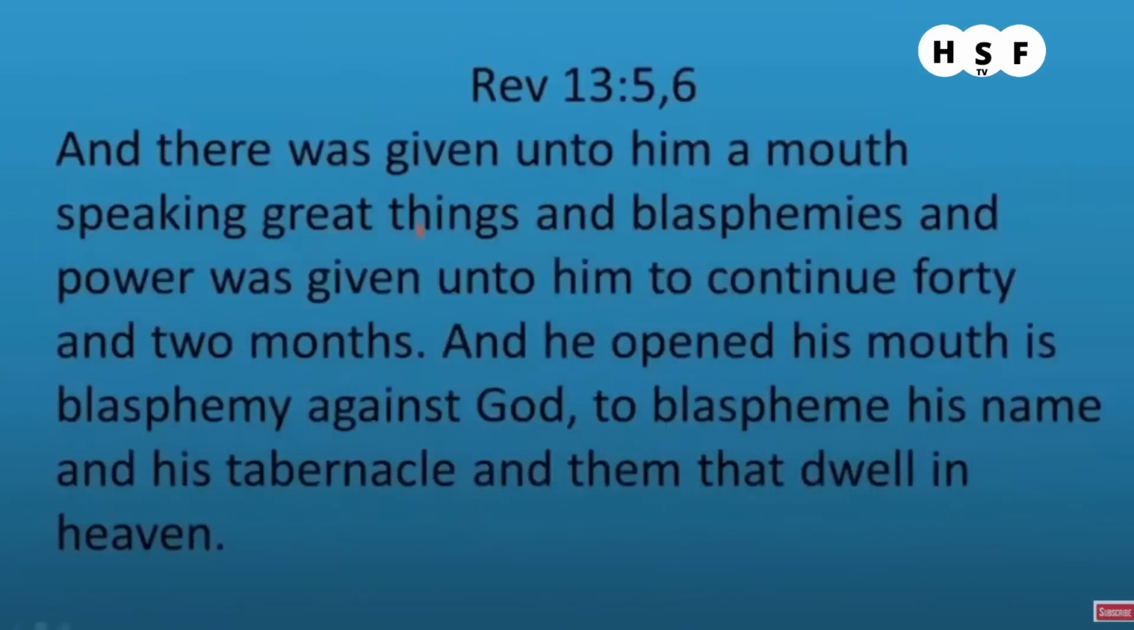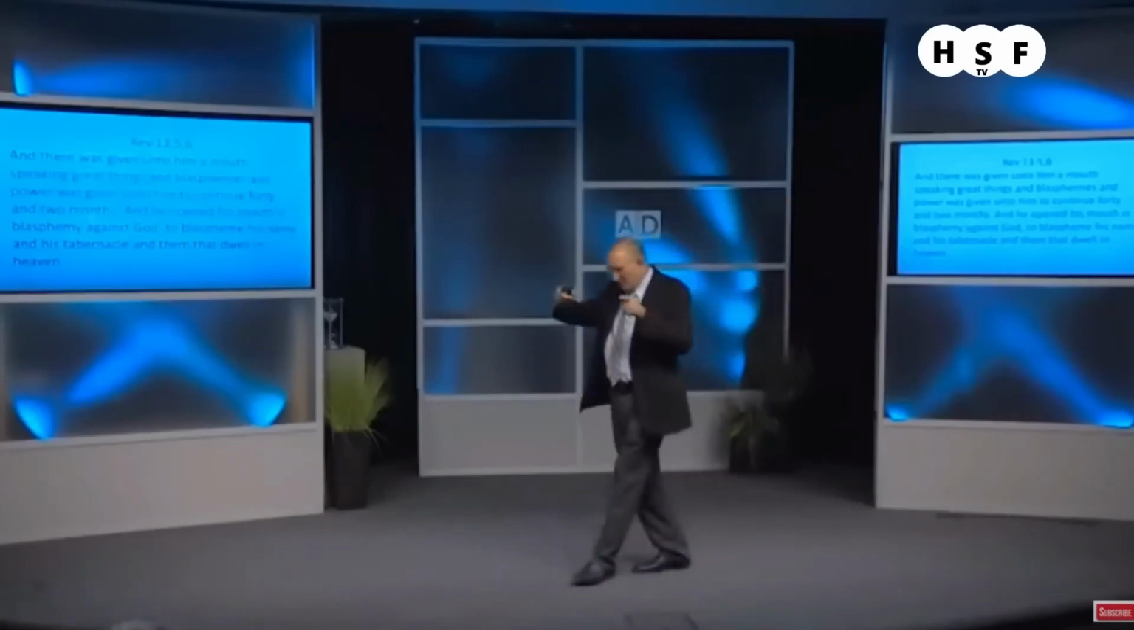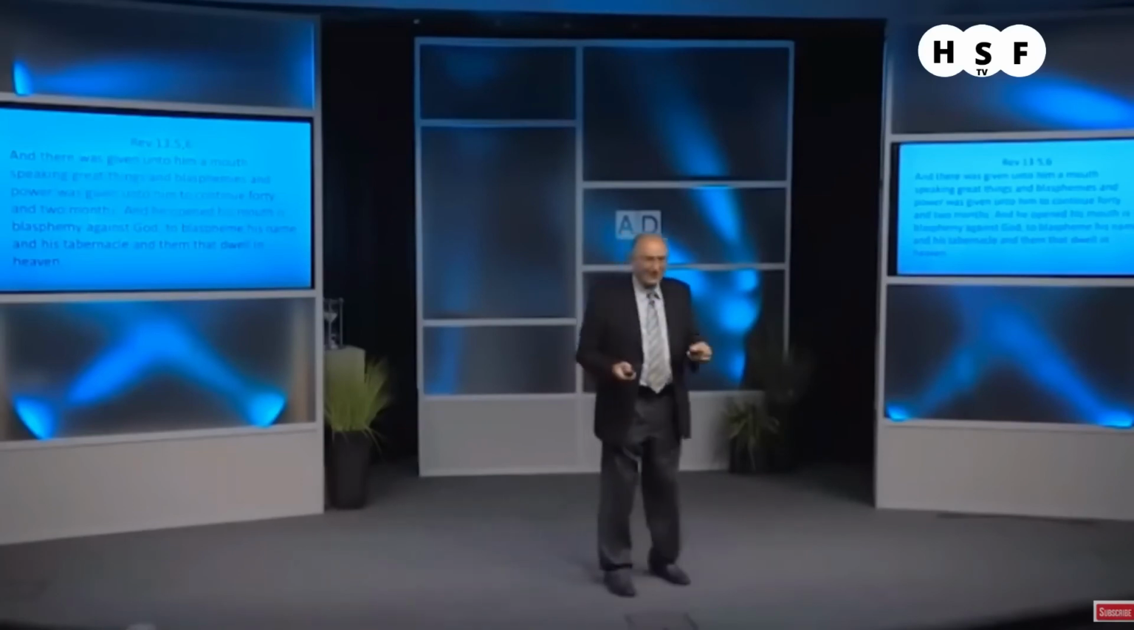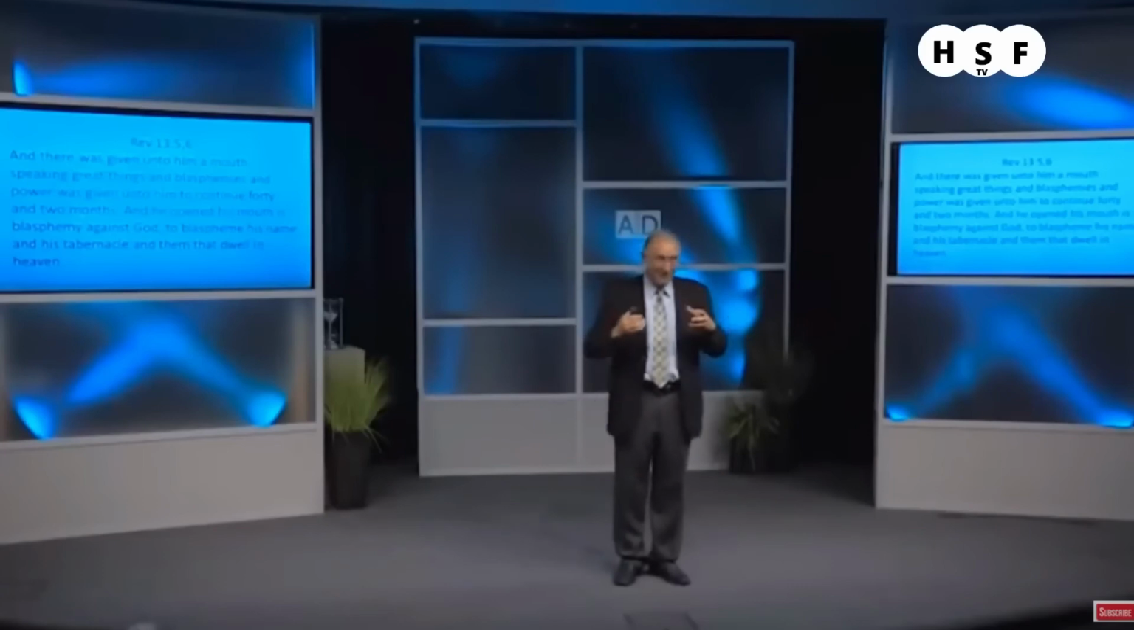And there was given unto him a mouth speaking great things and blasphemies. This reminds us of the little horn power, which did the same. And power was given unto him to continue 42 months. Now you will remember that the little horn power ruled for 3.5 years. Now in the Hebrew, the year had 360 days and the month had 30 days. So if you multiply 3.5 by 360 to get the number of days, you get to 1,260. And if you take 42 months of 30 days and you multiply that out, you also get to 1,260. So it's the same time period.